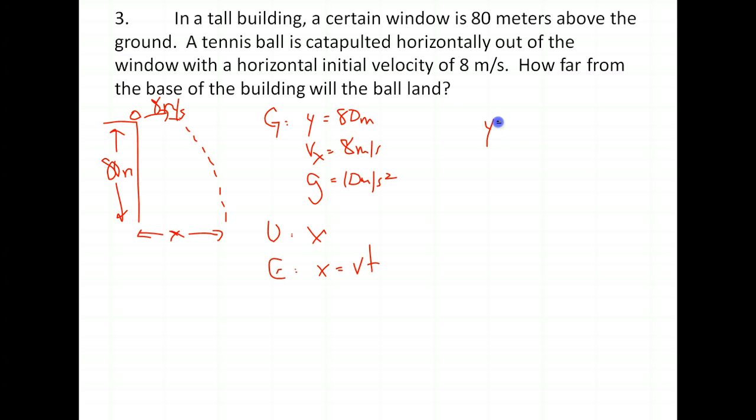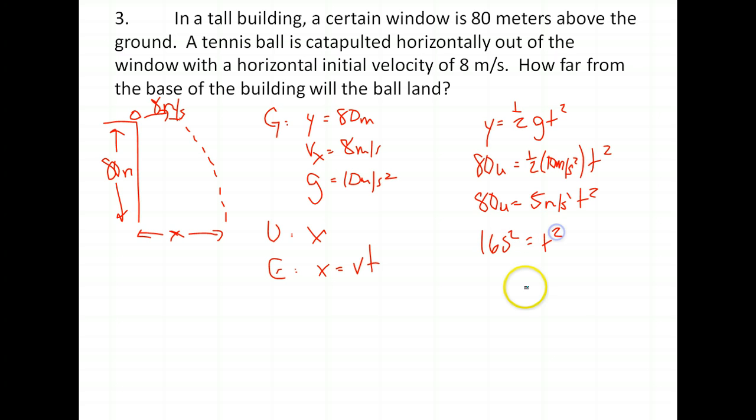So let's go ahead and use our handy-dandy free fall equation. y equals 1/2 g t squared. We have our height of 80 meters equals 1/2 times 10 meters per second squared times t squared. We're going to end up with 80 meters equals 5 meters per second squared times t squared. And 80 divided by 5, plug that into your calculator, you should find it's 16 seconds squared equals t squared. So once we take the square root, we get 4 seconds equals time.